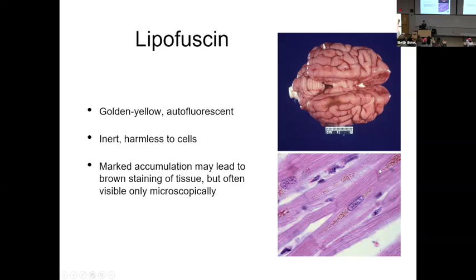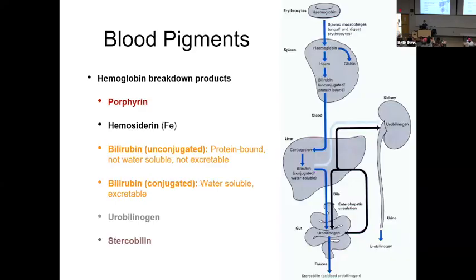You're usually not going to see it grossly. It's usually just under the microscope. If it's severe, which it never is, it might cause a little bit of brownish discoloration, so right here in the brain. There's another one that's inert, it's harmless, we're just going to note it and move on.